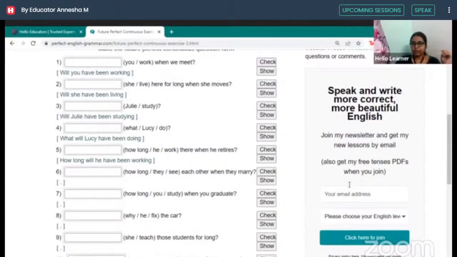Dipali, would you like to try? Okay. Dipali wants to try. Yes, Dipali, बताइए. How long will they have been seeing each other when they marry? Absolutely correct. Very good, Dipali.